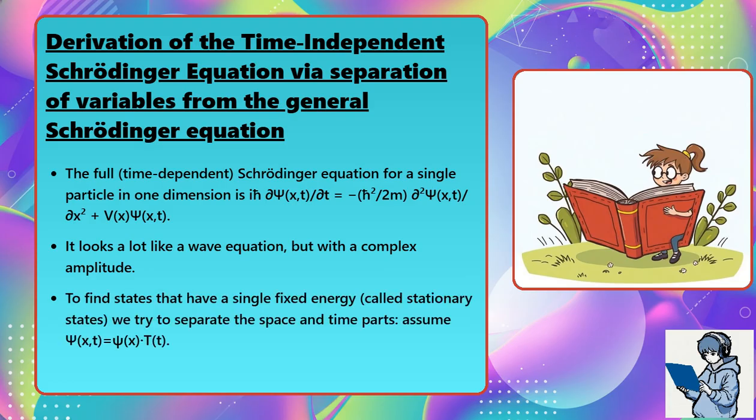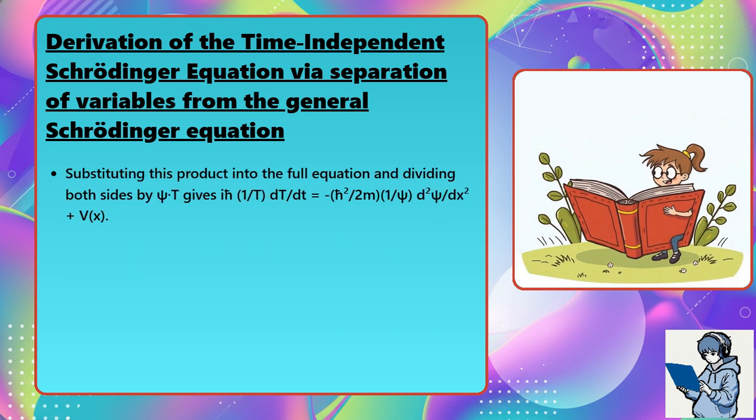To find states that have a single fixed energy, called stationary states, we try to separate the space and time parts. Assume ψ(x,t) equals ψ(x) times T(t). Substituting this product into the full equation and dividing both sides by ψT gives iħ (1/T) dT/dt equals negative ħ²/2m (1/ψ) d²ψ/dx² plus V(x).